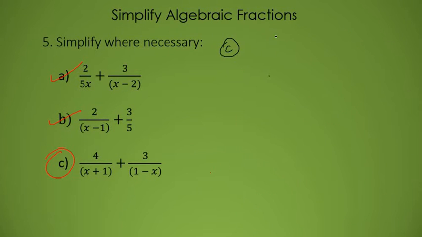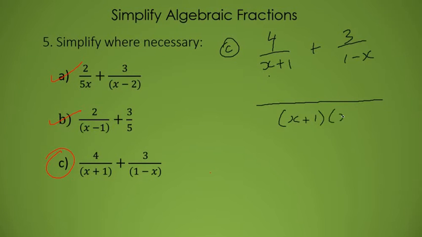So for part C, we have the quantity 4 divided by the quantity x plus 1 added to 3 over 1 minus x. So we have two fractions. Now again, since we have variables in the denominator, we can simply multiply the denominators and treat it as our LCM. And so what we're going to do, as usual, we take the LCM and divide it by the denominator, and then multiply that by the numerator. So let's go ahead and do that.